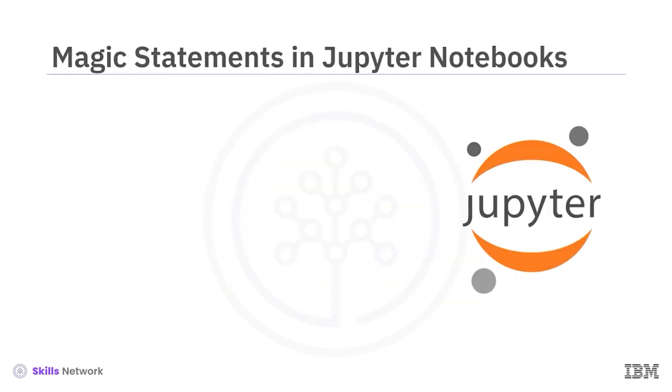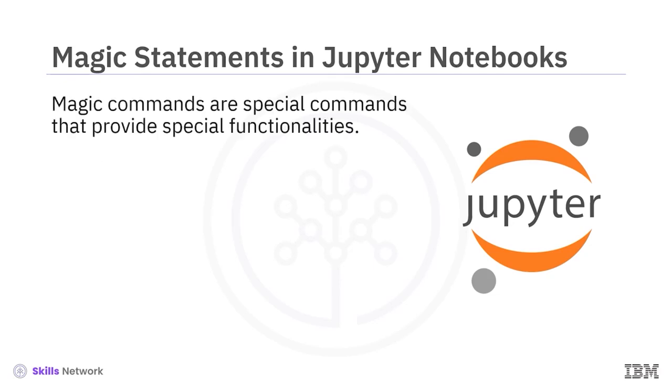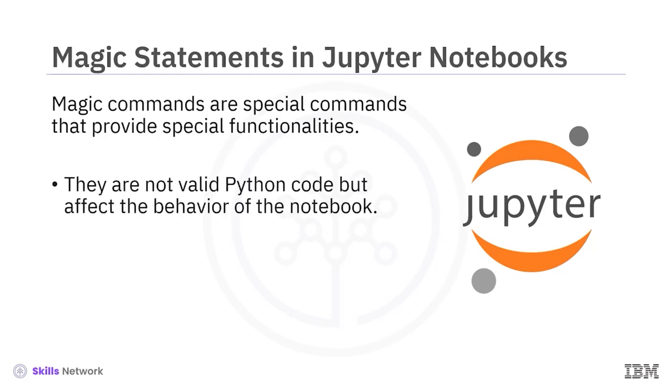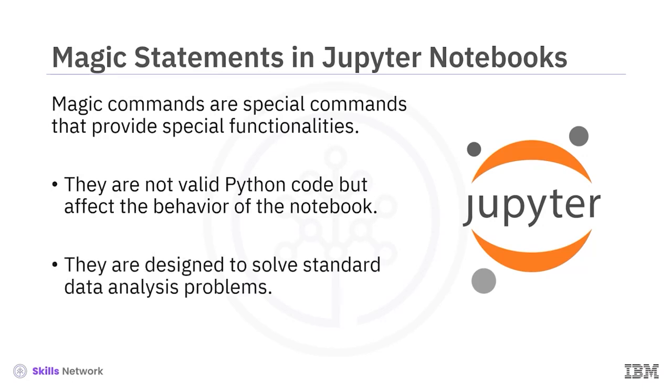So what are magic statements in Jupyter Notebooks? Magic commands or magic functions are special commands in Jupyter Notebooks that provide special functionalities. They are not valid Python code, but affect the behavior of the notebook. They are designed to solve various common problems in standard data analysis.